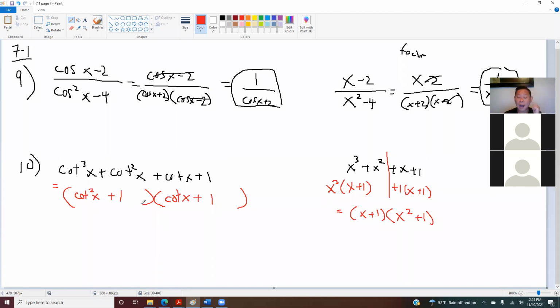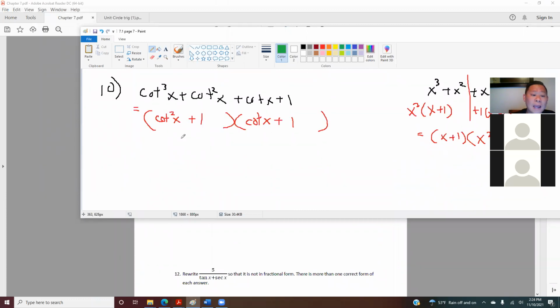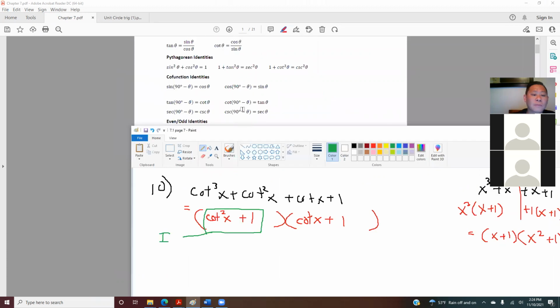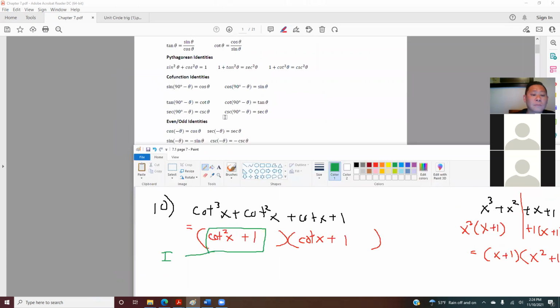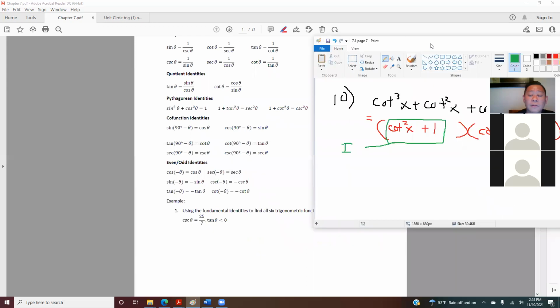So this is not your answer yet because it's very similar to this one, right? And the reason why this is not your answer yet is because the cotangent square x plus 1, you can use an identity to do it. So can someone tell me what identity can be applied for cotangent square x plus 1? What identity can be used on this one?